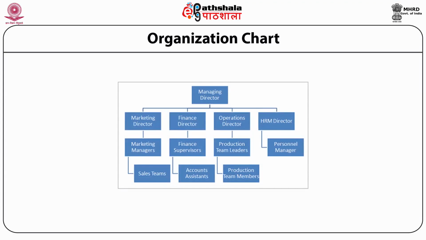This is a picture of an organization chart. As you can see, at the top there is a managing director. Below him are the marketing director, finance director, operations director, and HRM director. Under the marketing director is the marketing manager. Under the finance director, finance supervisors. Under operations, there are production team leaders. Under the HRM director, there is a personnel manager. Then under the marketing manager are the sales teams. Under the finance supervisors, there are accounts assistants. And under the production team leaders come the production team members.